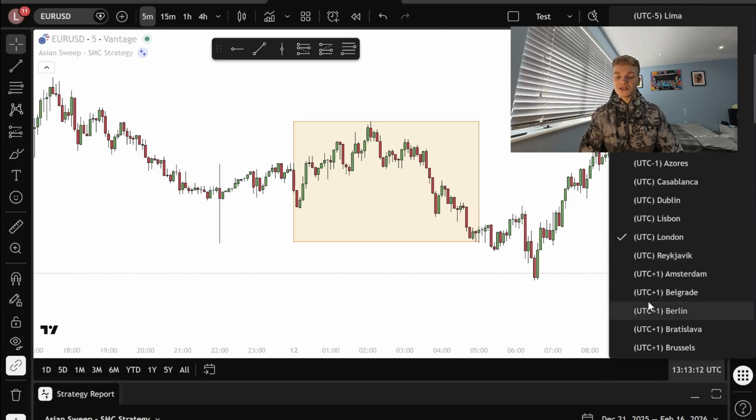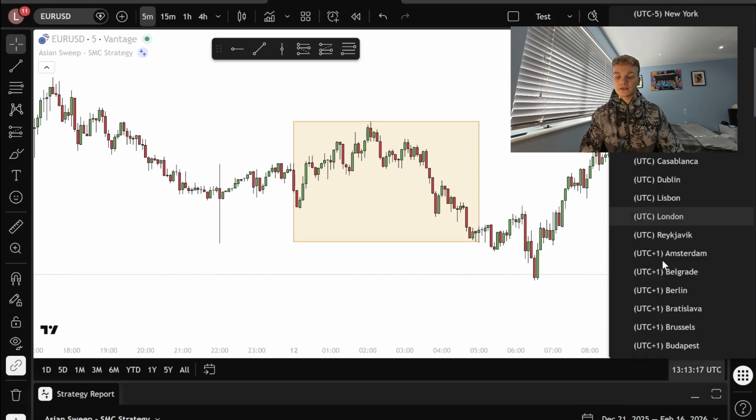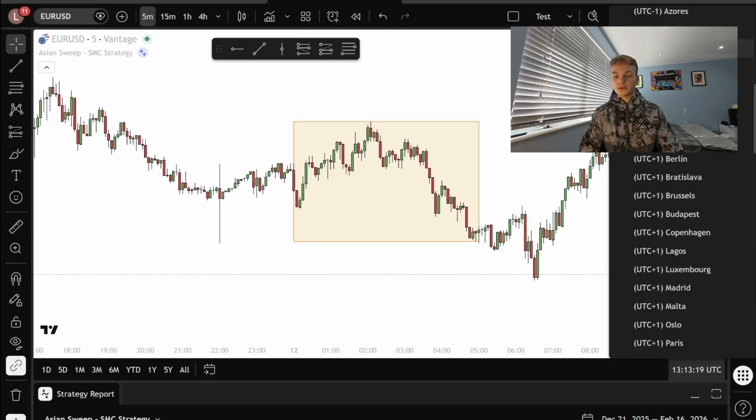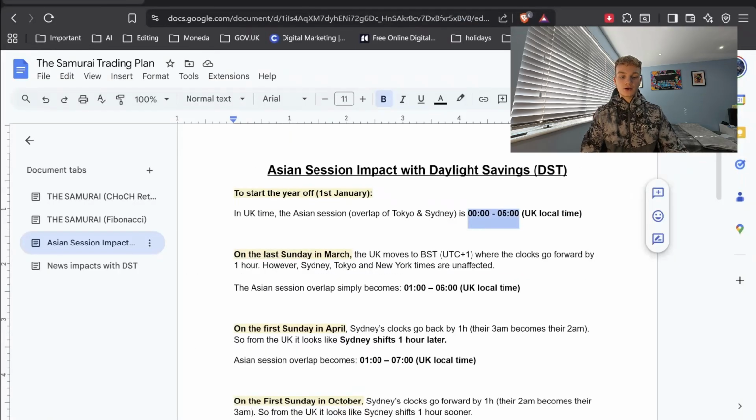Now personally for myself, what I do for simplicity's sake is I keep everything in UTC London. So I don't go UTC Lisbon, Dublin, I don't go for any of these. I literally go UTC London. As long as my charts are in that, then I can follow this nice and easy sheet every single period of the year, and I'm going to be able to change my Asian session to ensure that it is valid.